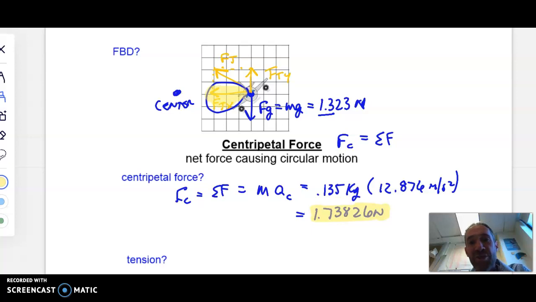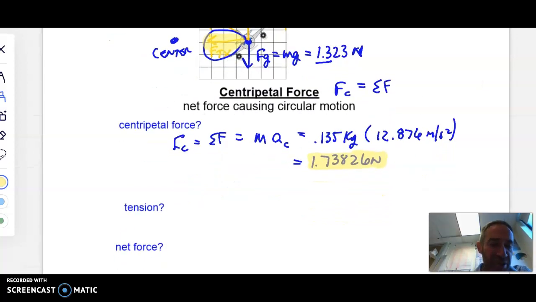What is the centripetal force in this particular case? A component of tension. You'll see a lot of examples where it's gravity or it's normal force or it's friction or it's all kinds of different things. So now I ask, what is the tension? Stop the video and calculate the tension real quick, please.